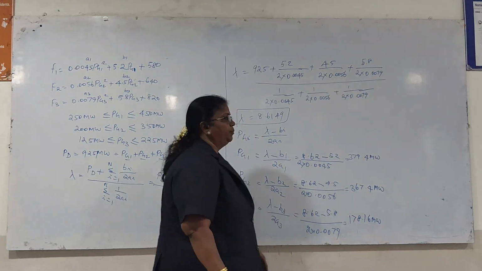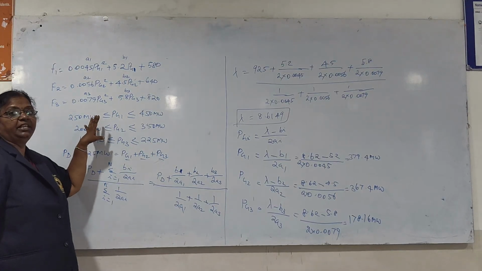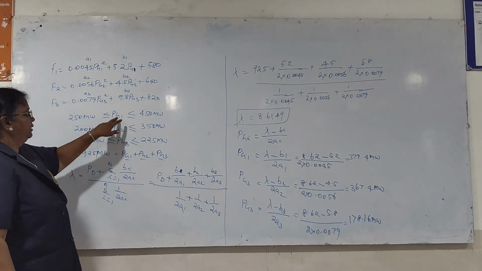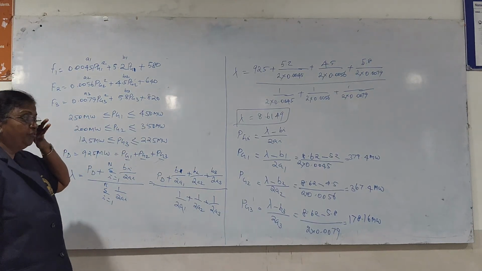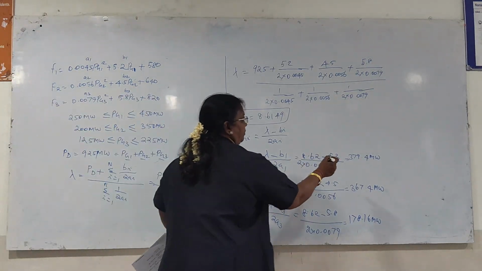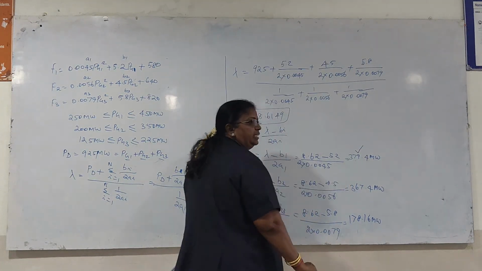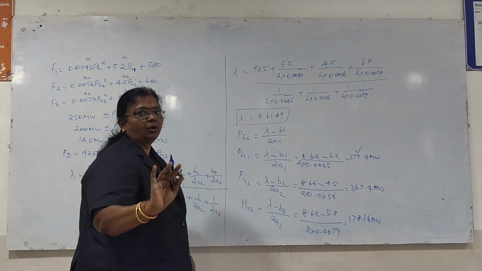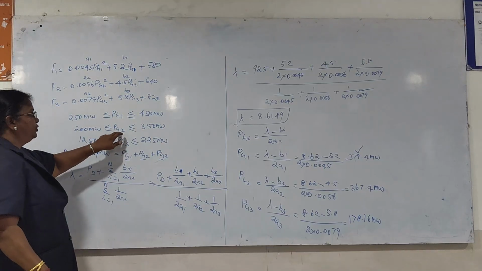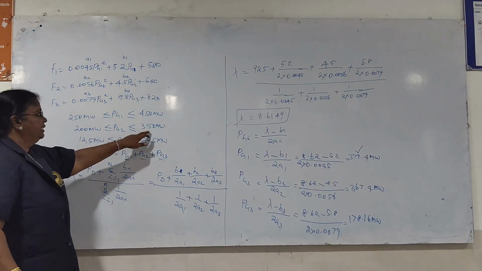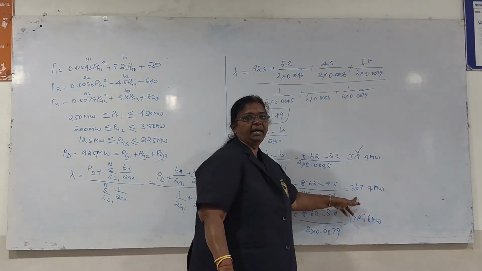But what's given in the problem? They have specified the limits also for each unit. For Pg1, it should lie between 250 to 450. So the maximum is 450, minimum is 250. So it's within the limit. Then for the second unit, Pg2, it should lie between 200 to 350. 200 is the minimum limit, but 350 is the maximum.